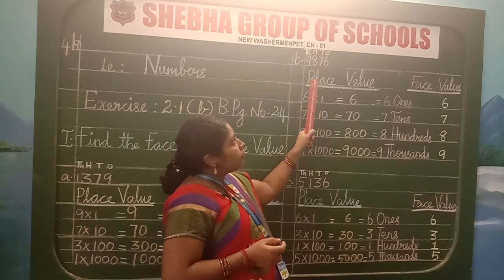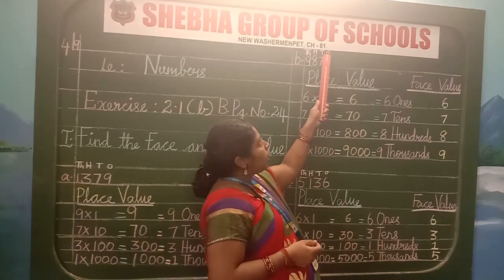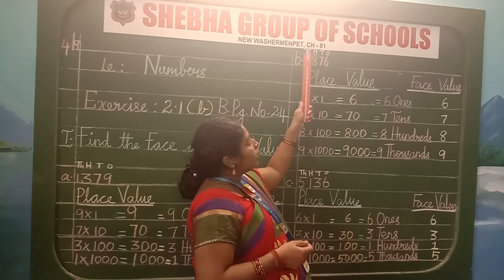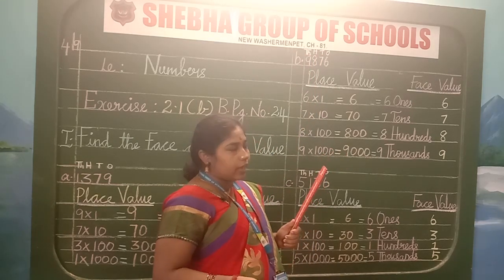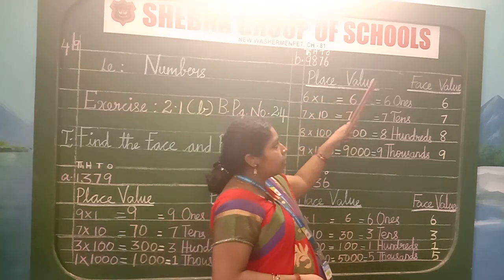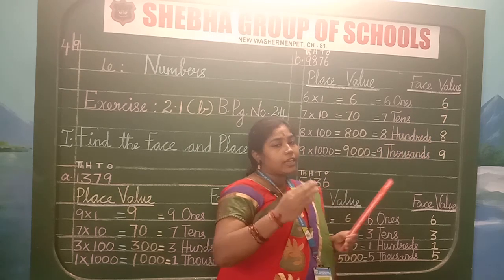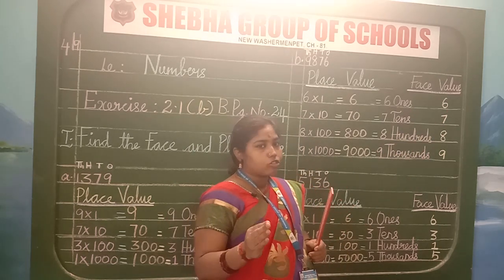9876. After writing this number, sharpen your pencil and write ones, tens, hundreds, thousands above the number to represent the place value. Now in the next line, write place value, and the face value should be written after the margin. So it will give you a neat look, children.